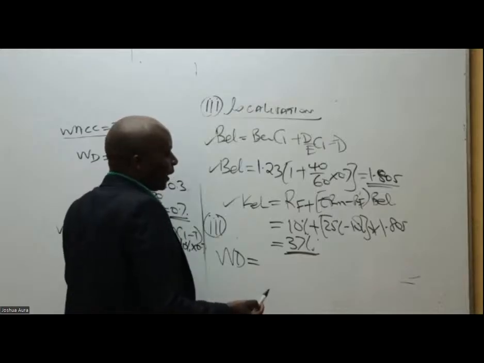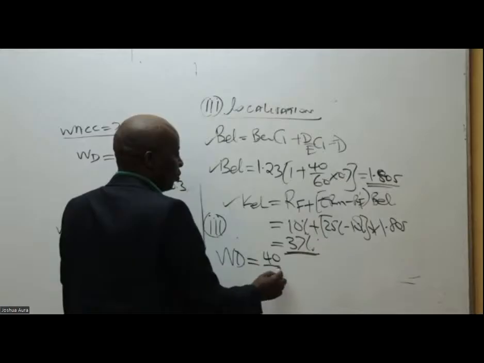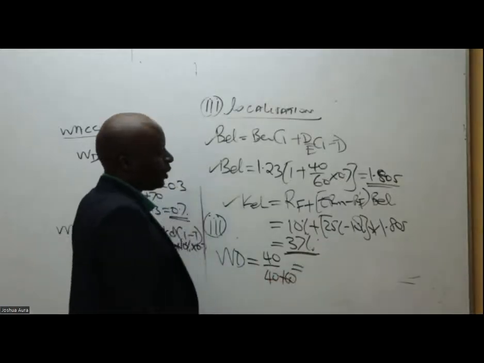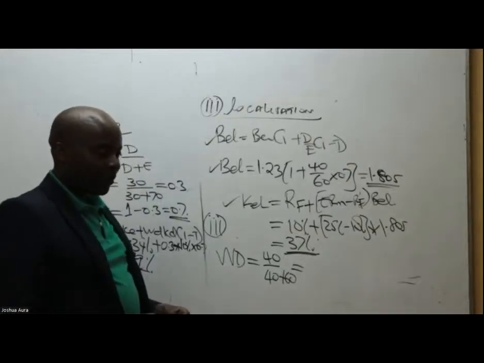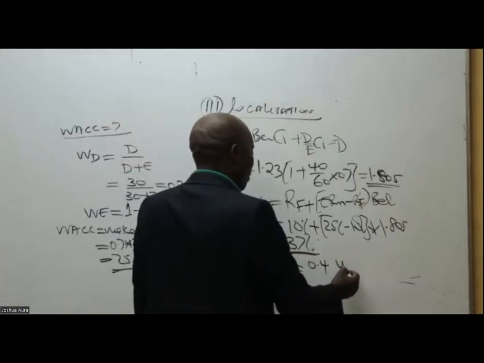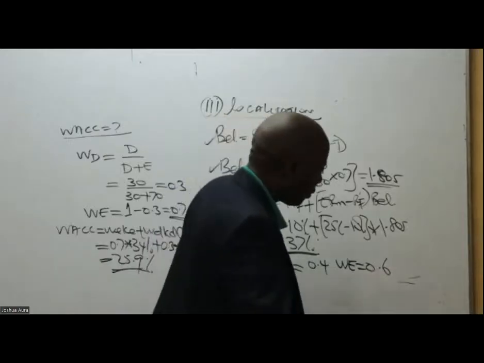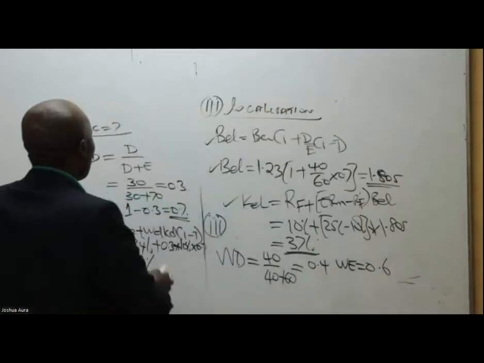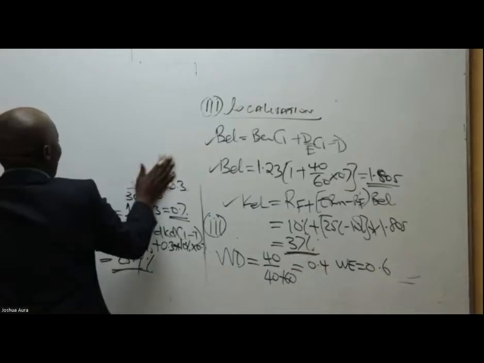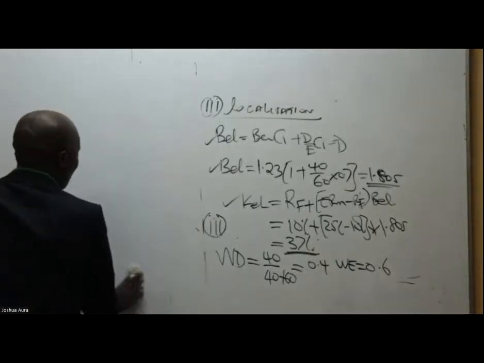And then, ladies and gentlemen, go ahead and give us WD, weight of debt. So weight of debt is 40 over 40 plus 60. So weight of debt will be equal to what here, somebody? Because it's 0.4. Thank you very much. And if debt is 0.4, then weight of equity will be 0.6.